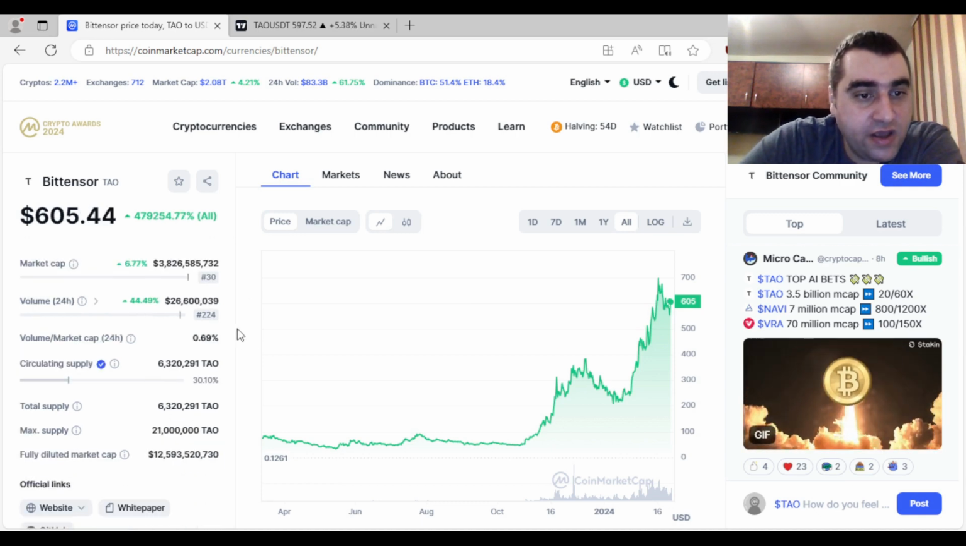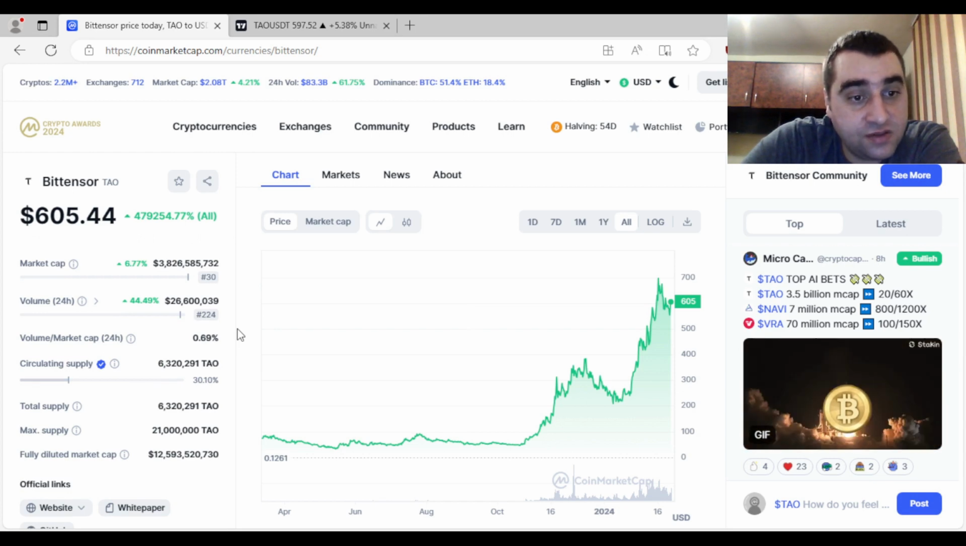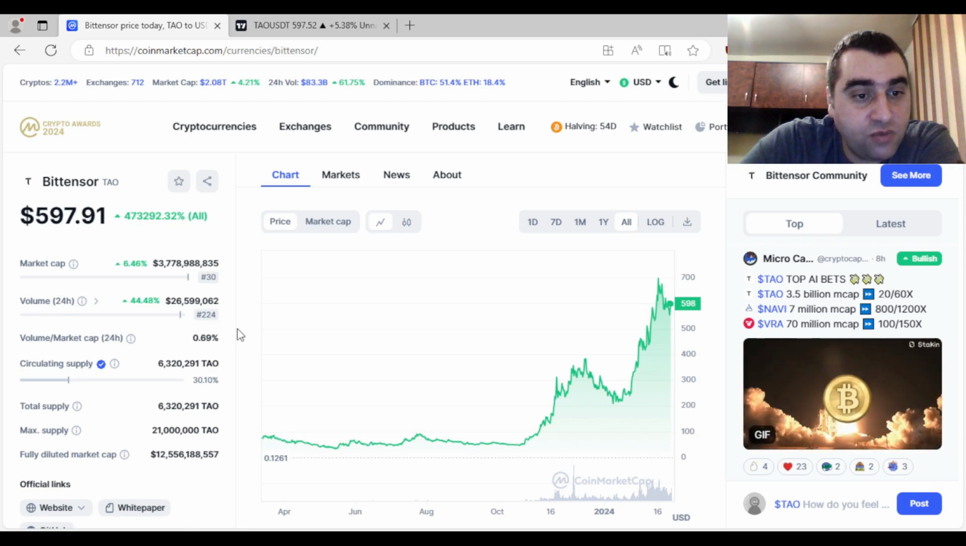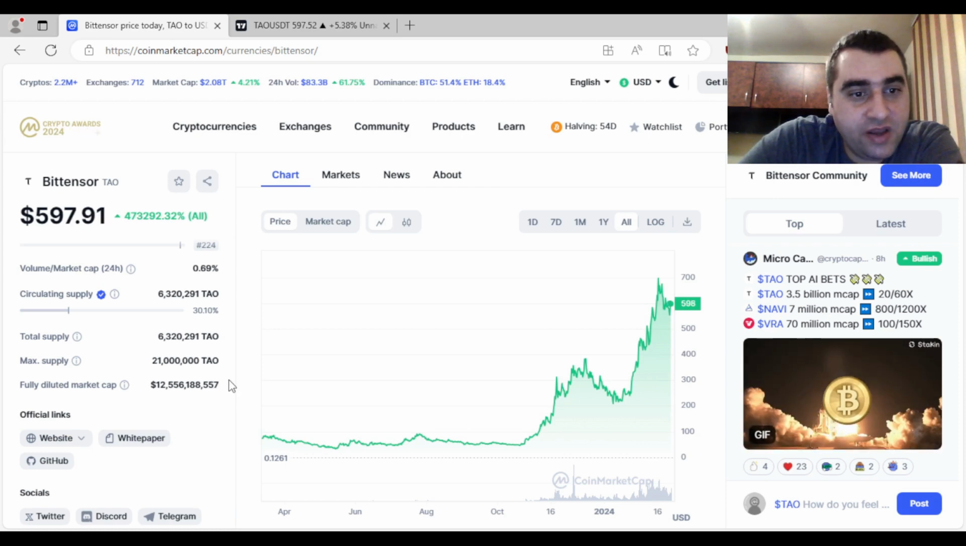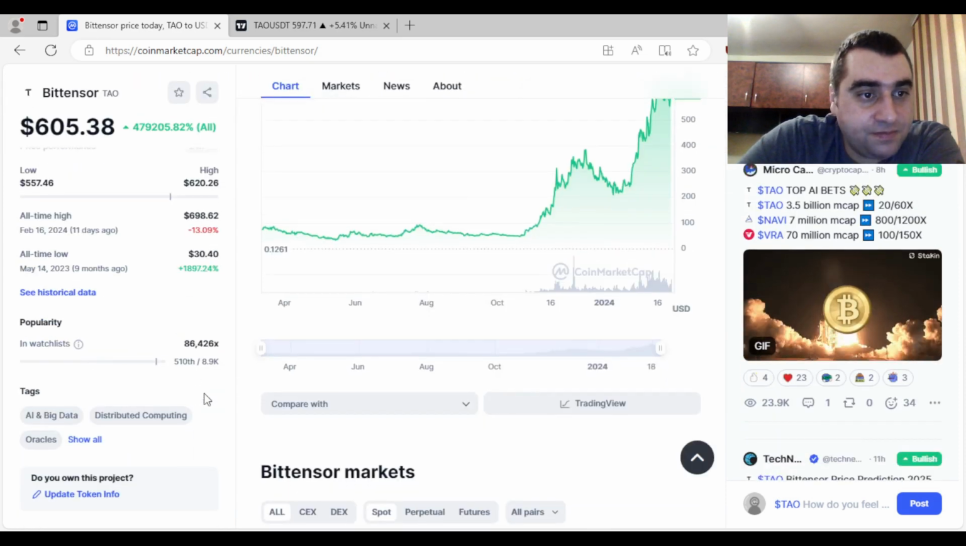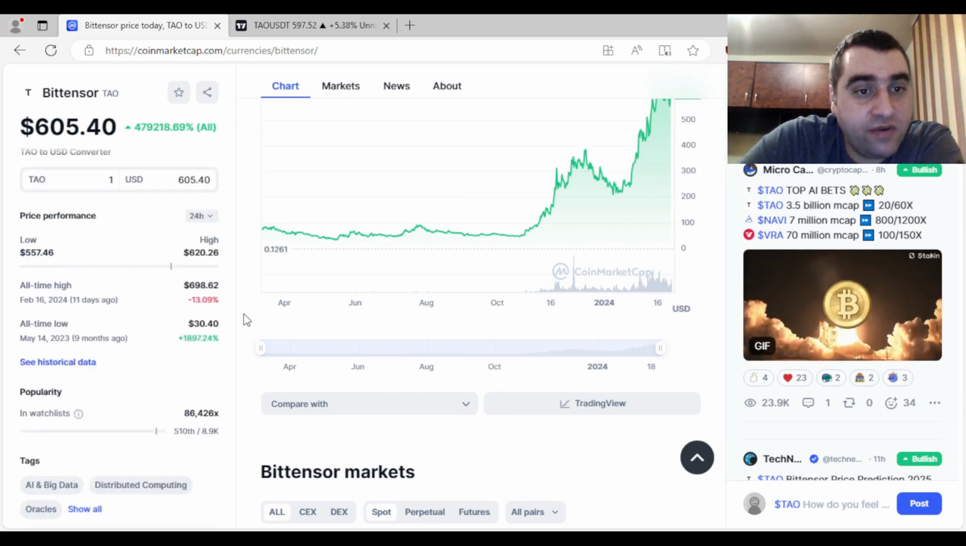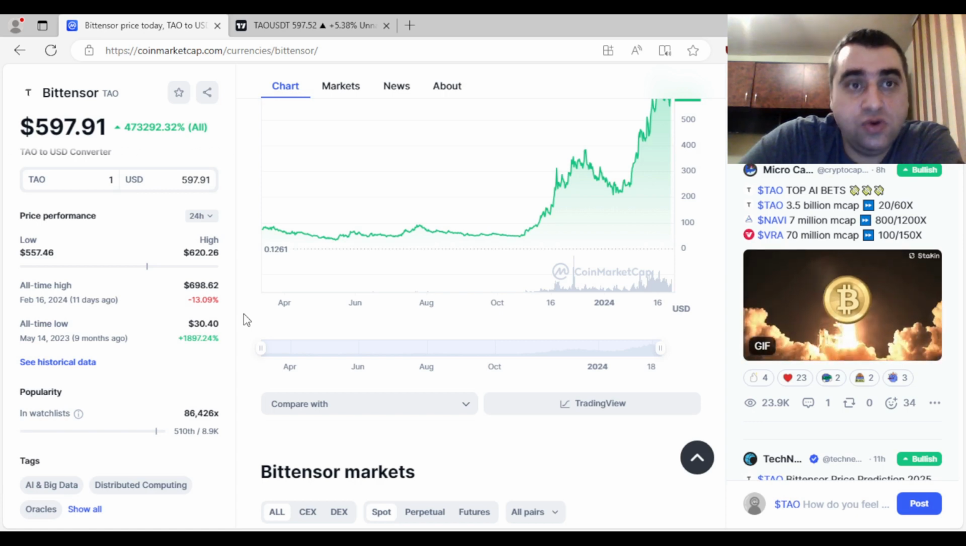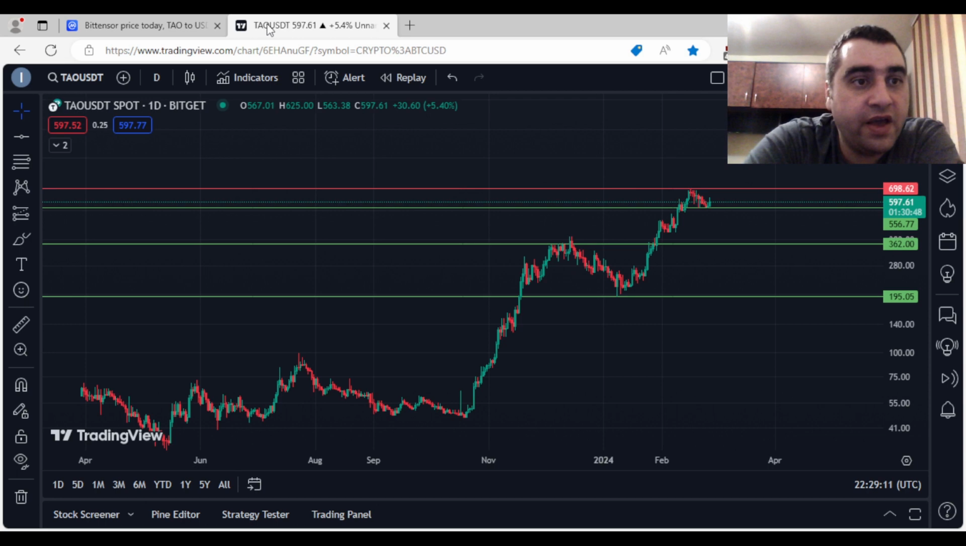We have a total supply of TAO tokens that is equal to the circulating supply at 6,320,291 TAO tokens and a maximum supply of 21 million TAO tokens, identical to the maximum supply of Bitcoin that will ever exist. And also we had an all-time high very recently, 11 days ago, on 16 February to be more precise, at $698.62. Let's look a little at the chart.